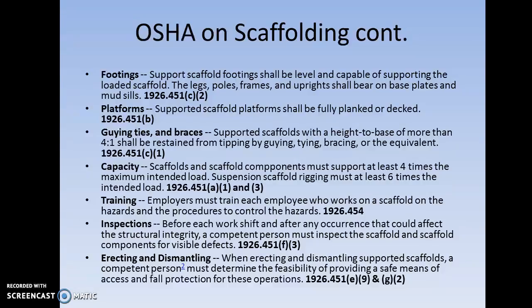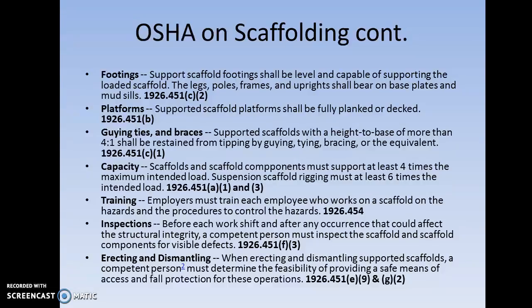Guying, ties, and braces. Supported scaffolds with a height to base of more than 4:1 shall be restrained from tipping by guying, tying, bracing, or the equivalent. Capacity. Scaffolds and scaffold components must support at least 4 times the maximum intended load. Suspension scaffold rigging must support at least 6 times the intended load.